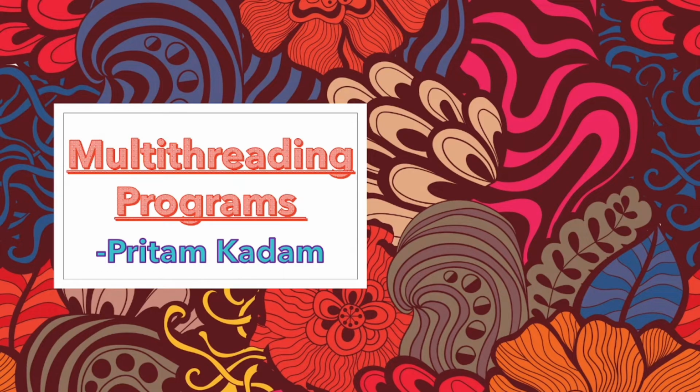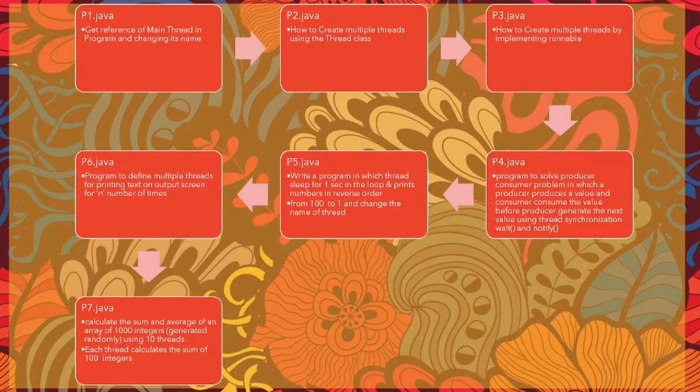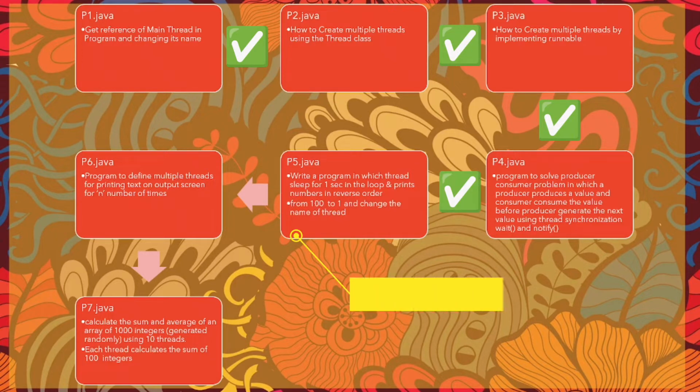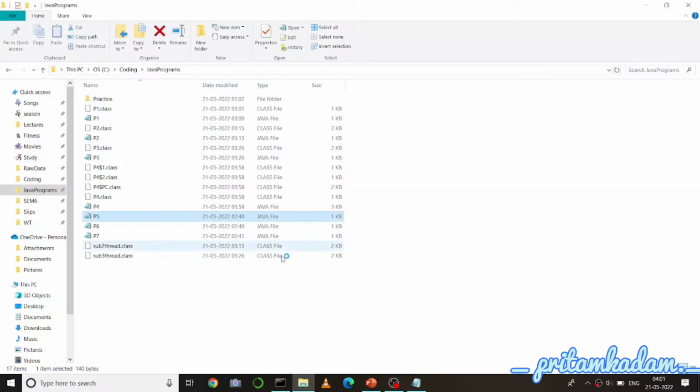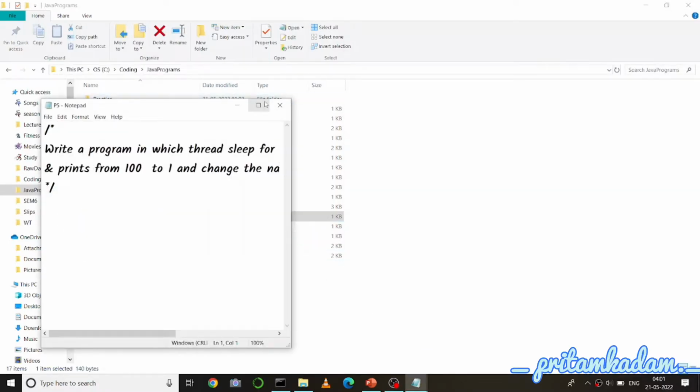Hi guys, so this is the second video of the multi-threading programs. We have done p1.java, p2.java, p3 and p4 also. So let us start writing the p5.java, and we will write the code in Notepad and then run it in cmd. So let us start p5.